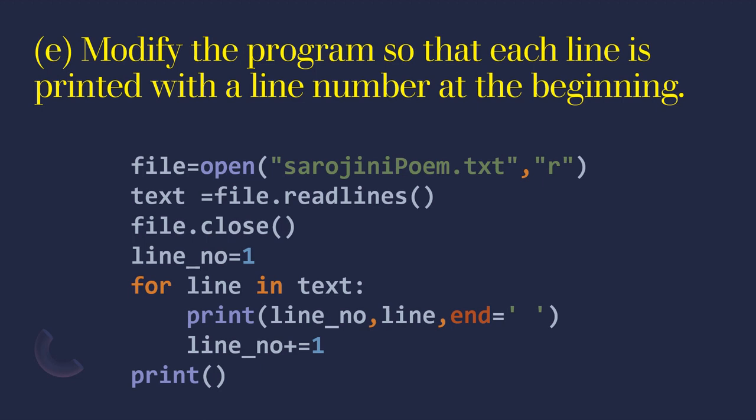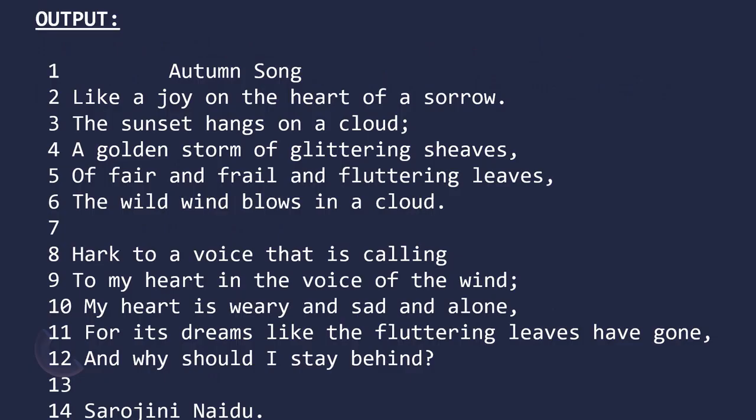And every time the line number will be increased by 1, so that finally you will get the line numbers printed at the beginning of the line. Now let's see the output. You can see the output like this. The content of the file is printed and each line is beginning with the line number 1, 2, 3, 4 like this. Finally, there are 14 lines in this text.